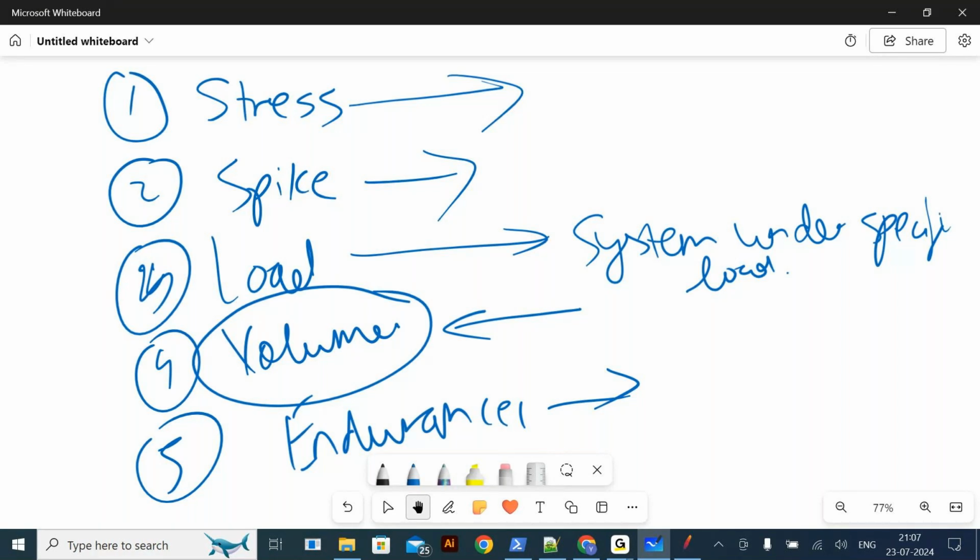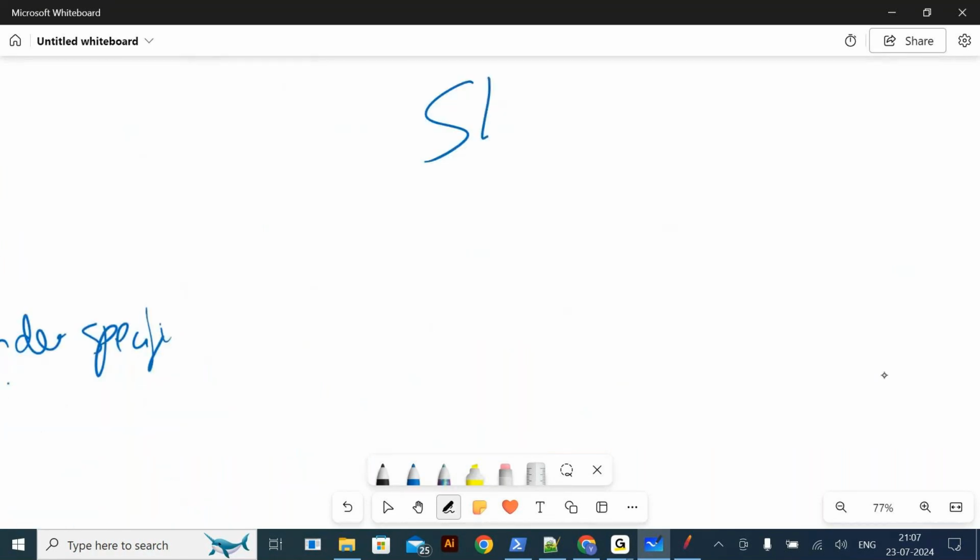So what is an SLA, right? What's an SLA? Service level agreement, right?